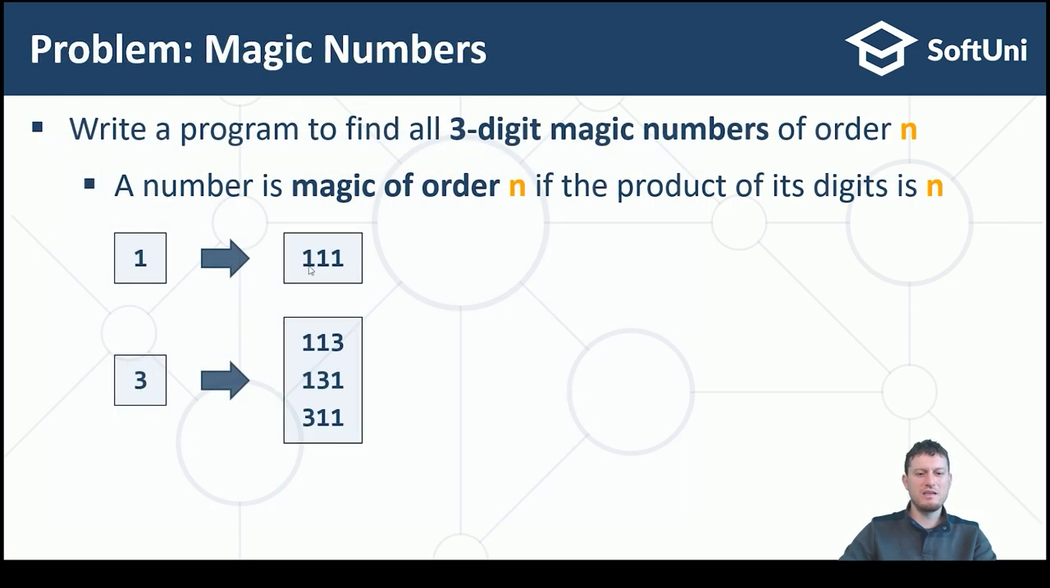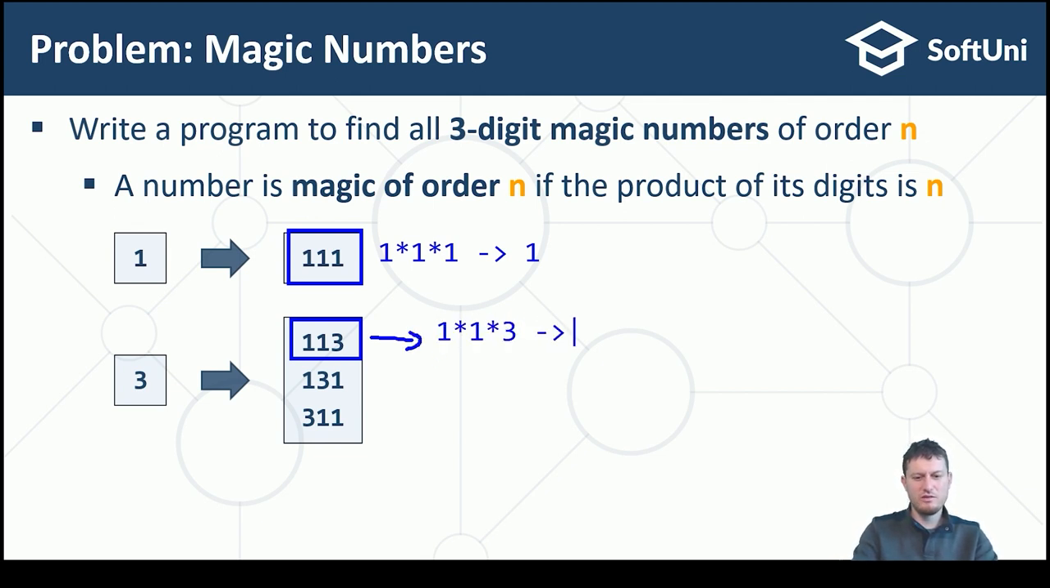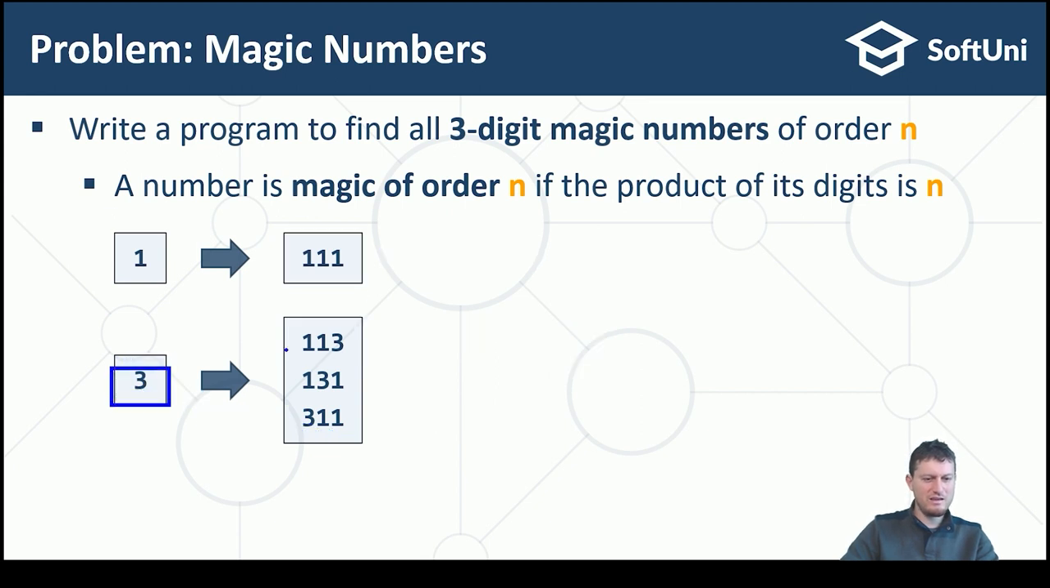And how we can interpret it, this consists of 3 digits, first digit, second digit, third digit, and the product of its digits is n. So this is equal to 1 multiplied by 1 by 1, which is 1. This is 1 multiplied by 1 by 3, which is 3. And this 3 is the same like this 3. So we enter this, and we want to find all sequences of 3 digits, which means a number from 0 to 9, which when multiplied result in this number.